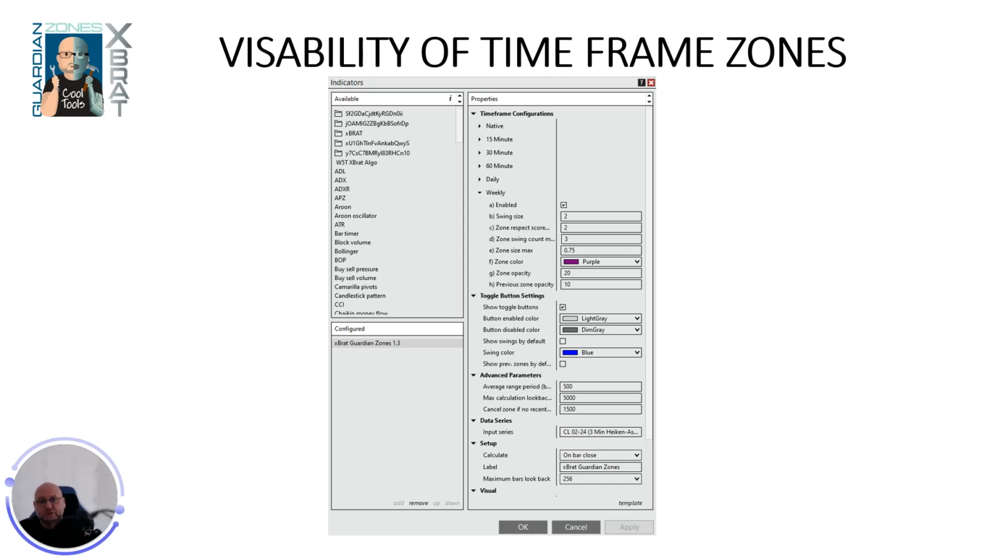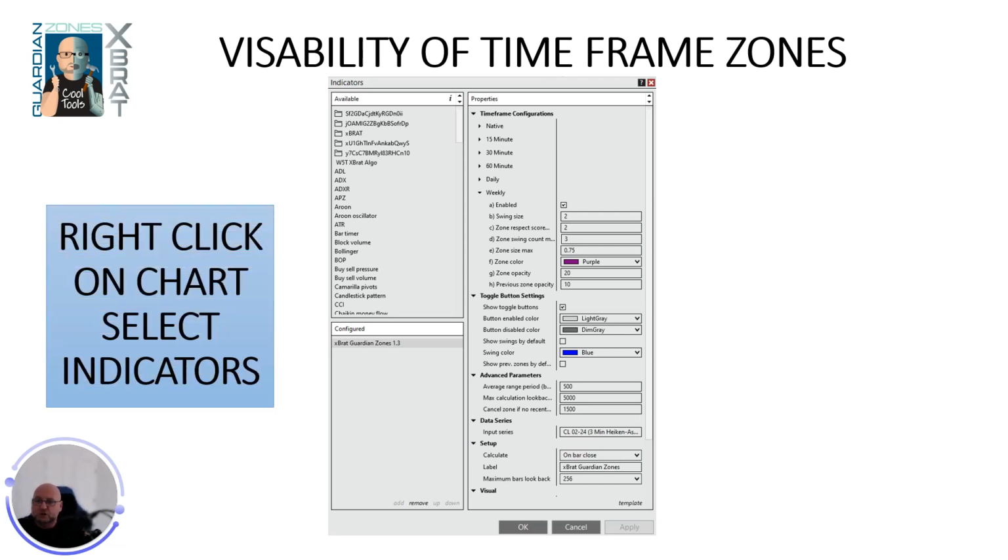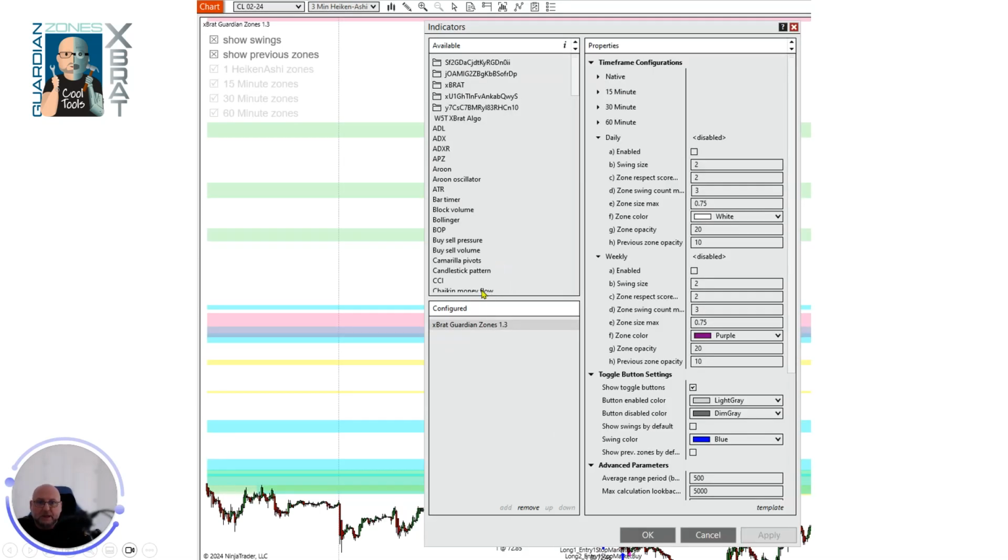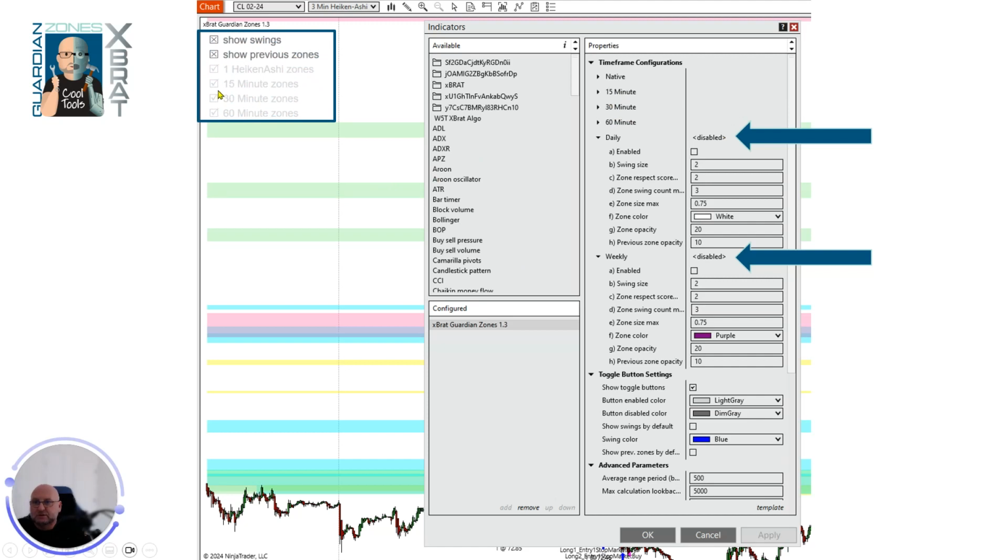Visibility of the time frame zones now. So this is important. Right click on the chart and select indicators. You're going to see down here on this panel where the cursor is, that's Guardian zones. Okay. Now, what we have at this point is I've disabled daily. We can see it's disabled because I've unchecked the box. I've disabled weekly. Again, it says disabled and I've unchecked the box. So the only ones that will show are the 60, 30, 15. And we can see that over here on the left, 60, 30, 15.